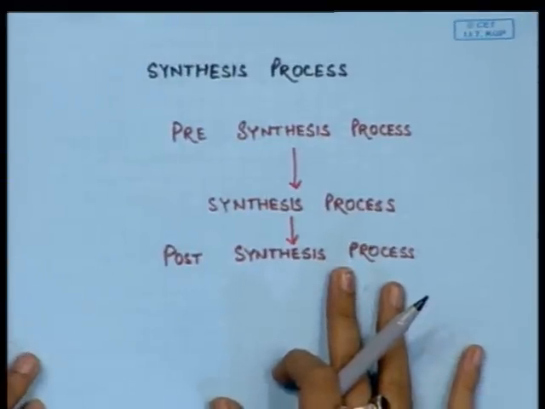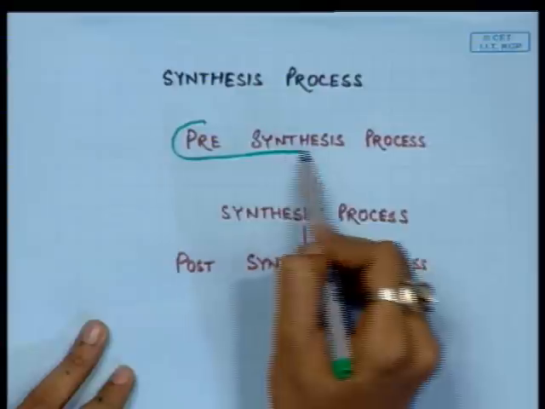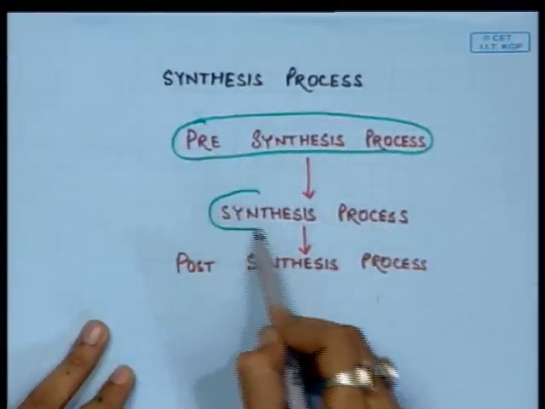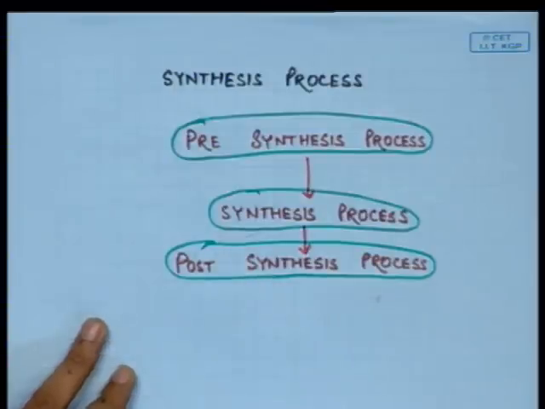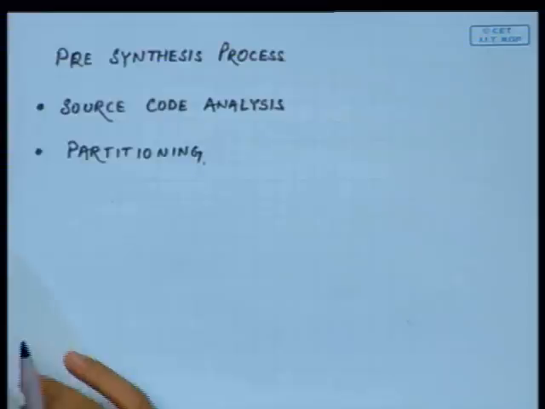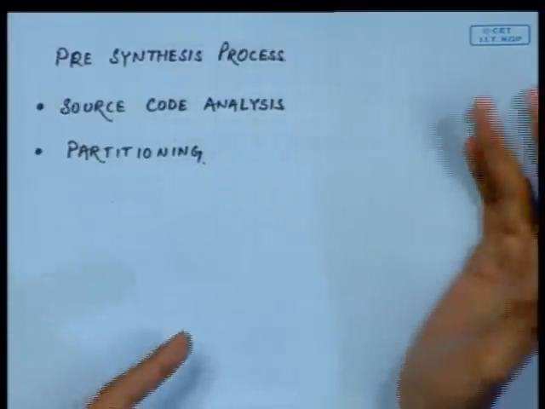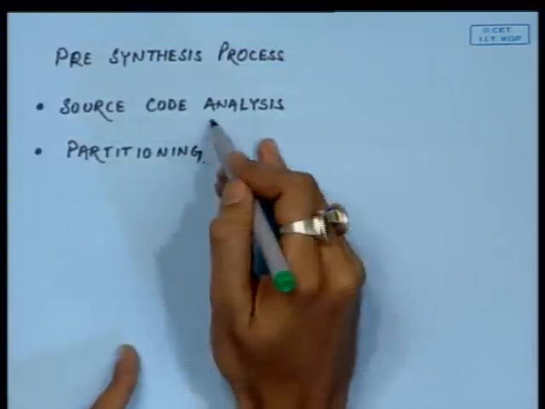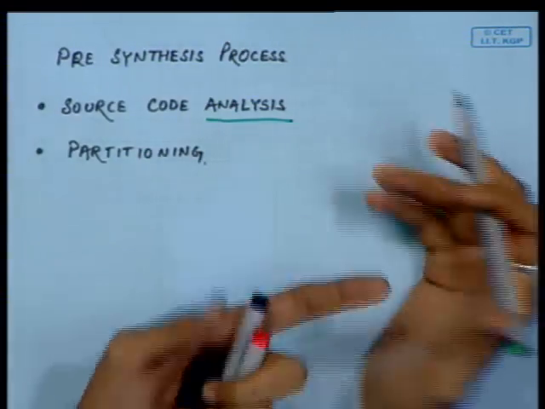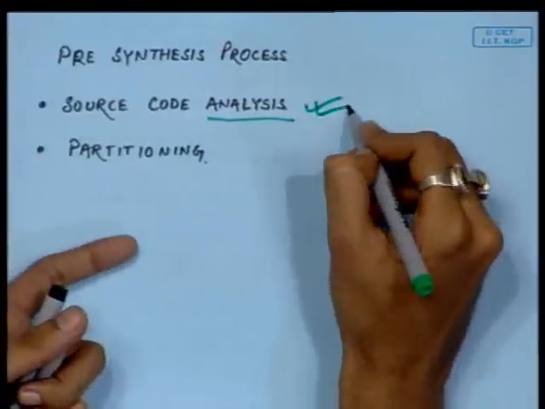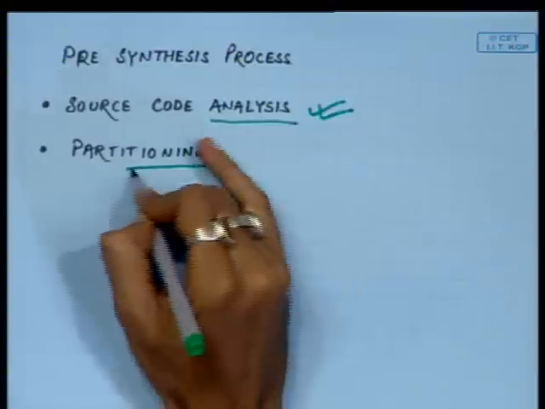Now, the synthesis process is divided into 3 steps. The first is the pre-synthesis process, then the actual synthesis, and then the post-synthesis process. What happens in the pre-synthesis process? At first, when a logic synthesizer gets a Verilog code, it analyzes it, meaning it checks whether the Verilog code is actually synthesizable. All those things are decided at this level. Then it does partitioning of the design.